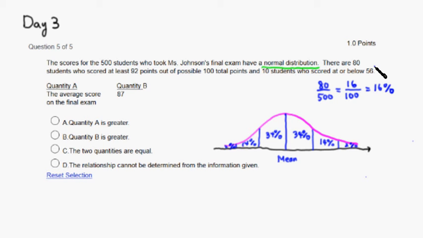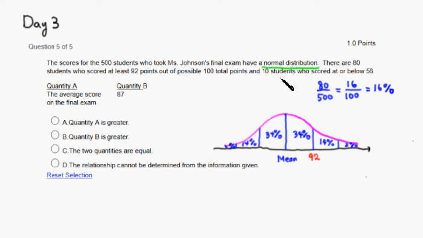So top 16% of students scored at least 92 points. So that 16% is a combination of here and there. So this right here, I'm going to just put 92 points, out of 100 points.